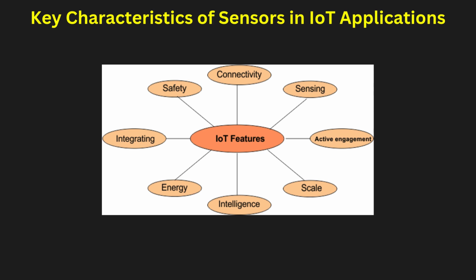Stability ensures consistent performance over time, reducing errors in long-term applications. Additionally, power consumption is a key factor in IoT devices, as sensors need to operate efficiently with minimal energy. These characteristics collectively determine the reliability and the effectiveness of sensors in the IoT system.